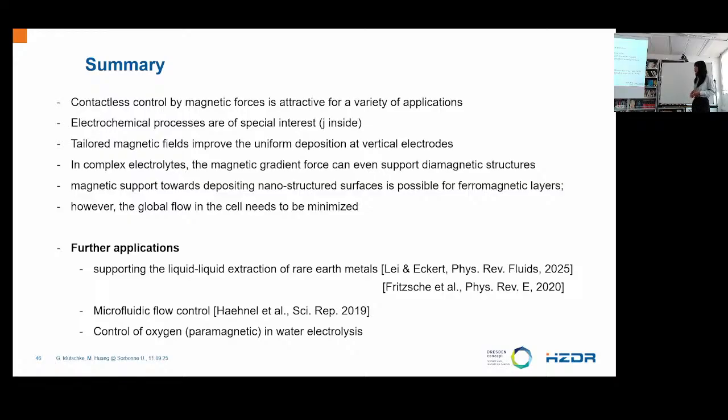In addition, in our group, there are also some further applications of the magnetic field, like the extraction of rare earth metals using the magnetic gradient force or microfluidic flow control.